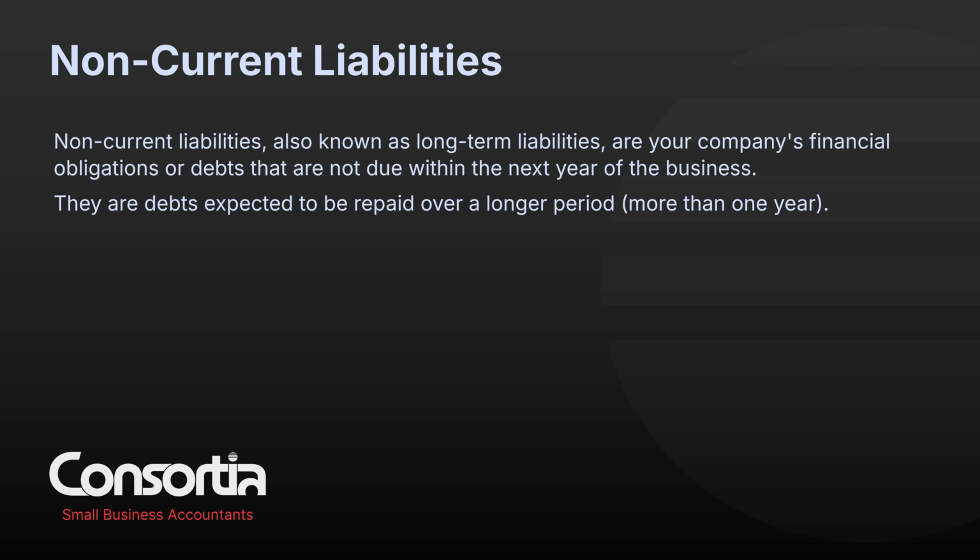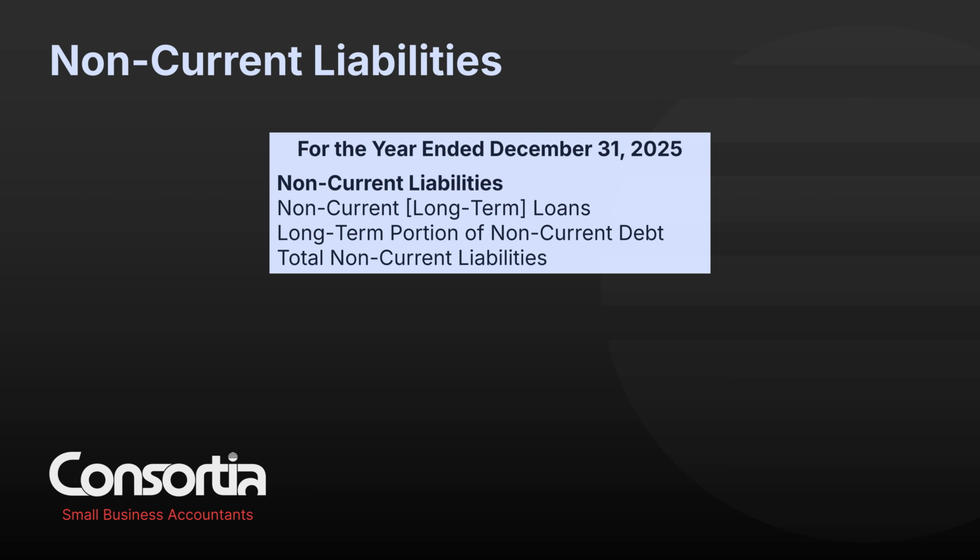Non-current liabilities, also known as long-term liabilities, are your company's financial obligations or debts that are not due within the next year of the business. They are debts expected to be repaid over a longer period of time, in other words, more than 1 year. So again, if we were to look at your non-current liabilities, we might see non-current, that is long-term loans. You would see long-term portion of your non-current debt, and thus your total non-current liabilities.